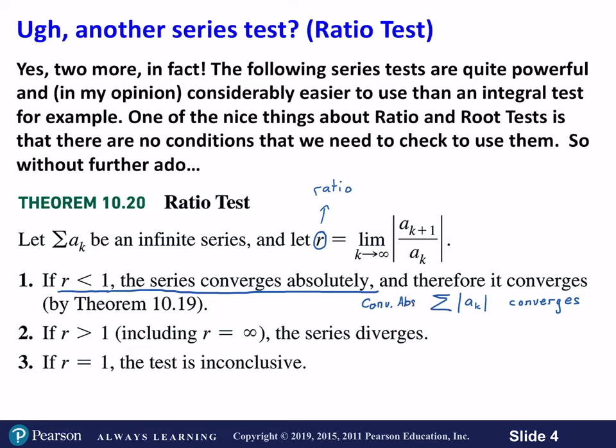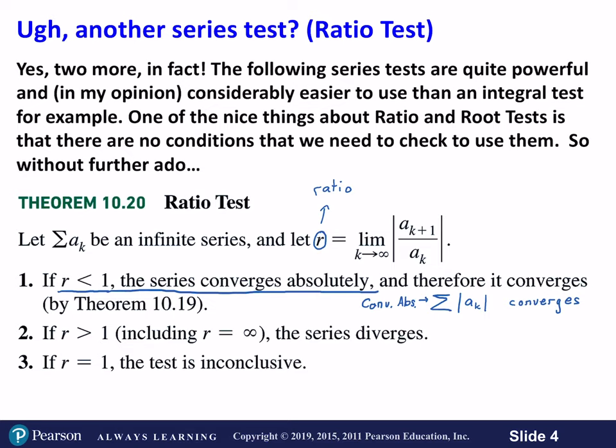So that's what we are saying. All right? And so if it converges absolutely, then it just converges normally. We have a theorem for that. Similarly, if R is greater than 1, including R equals infinity, then the series diverges. And if R is equal to 1, the test is inconclusive, so we would have to try something else.